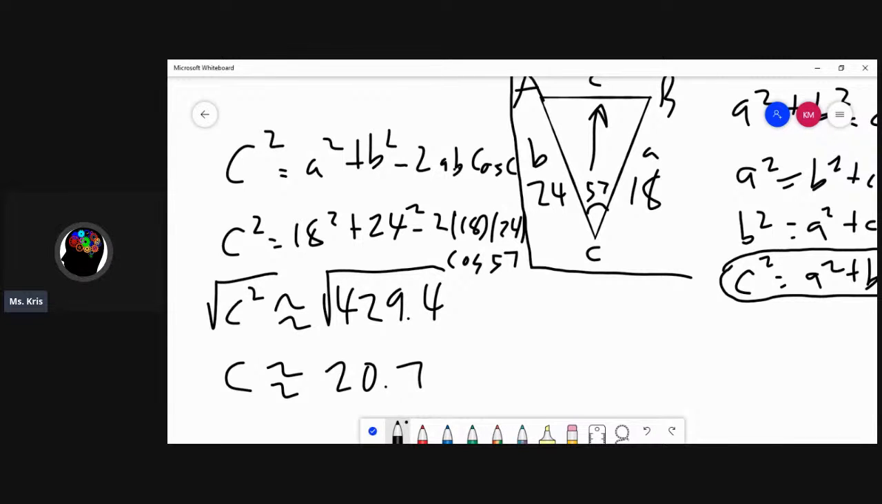Any questions as it relates to law of sines and law of cosines, all that good stuff?